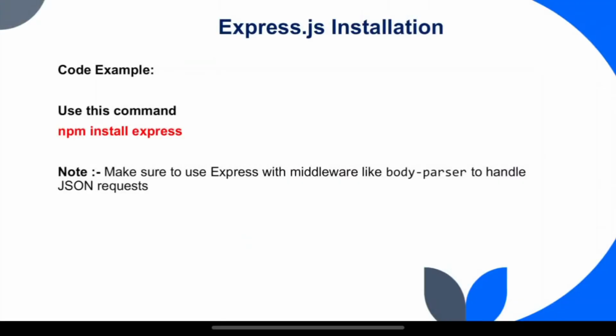Express.js installation. To install Express, run the following command in your project directory: npm install express. Make sure you use Express with middleware like body-parser to handle JSON requests. Before that, you can install it from the command line using npm install body-parser.